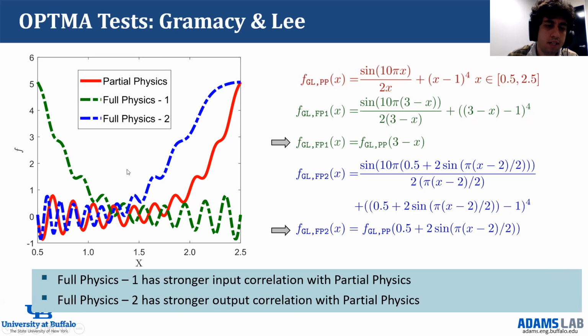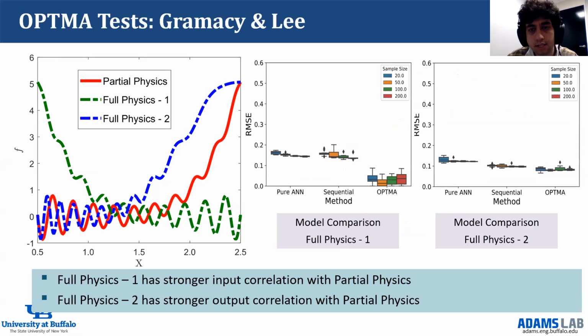On the other hand, the blue one has a good correlation of the output, but the input is not that much correlated. So our hypothesis is, if you are using Optima, the green one is going to benefit from that, while the blue one is not going to benefit because there's no input correlation here. And the results also show that.